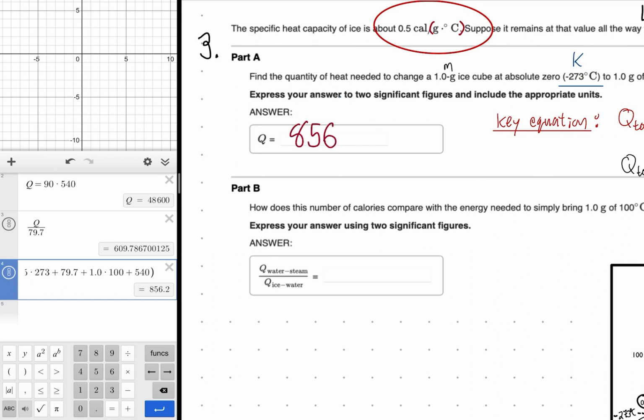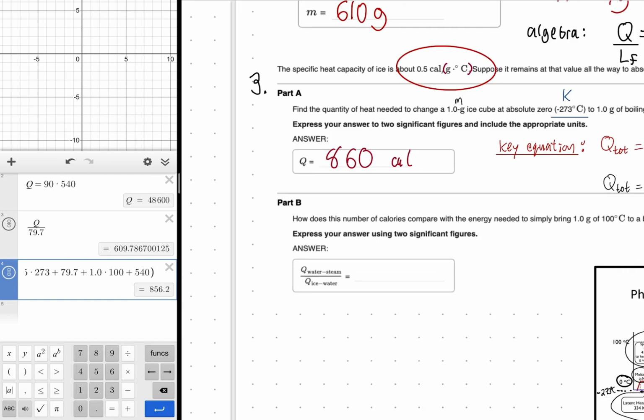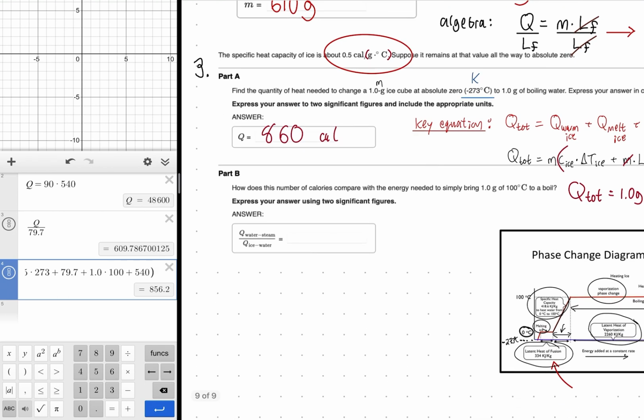856. Which is probably too many significant figures, but I think a program would take it. Otherwise, you could round this to 860. So either way, it's in calories. Nice. All right, so that's our answer for part A.